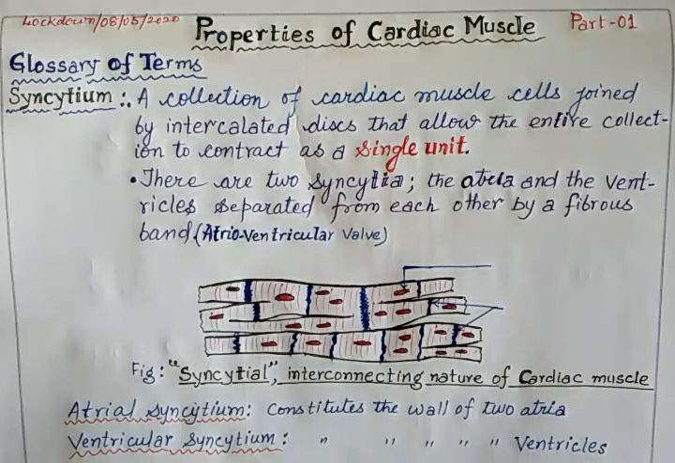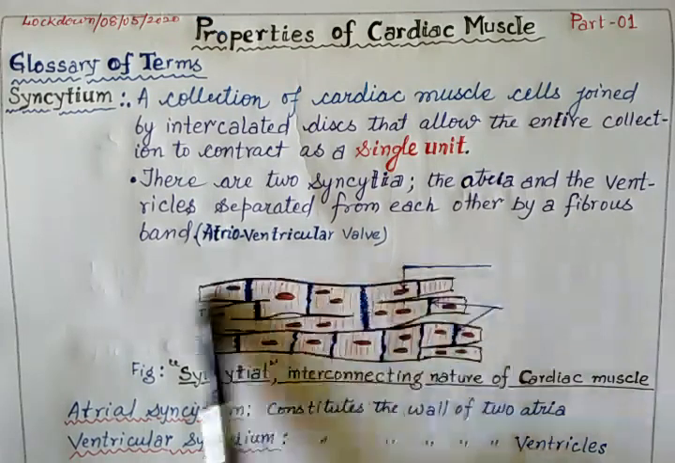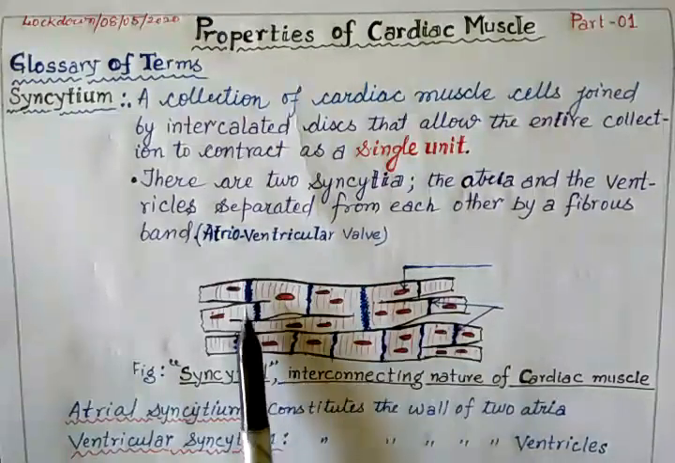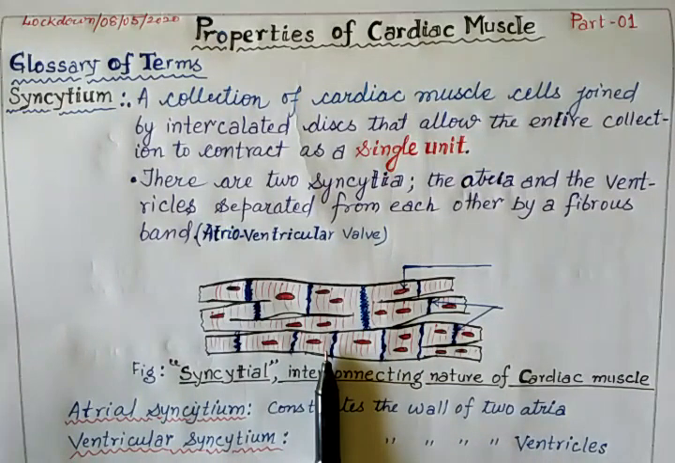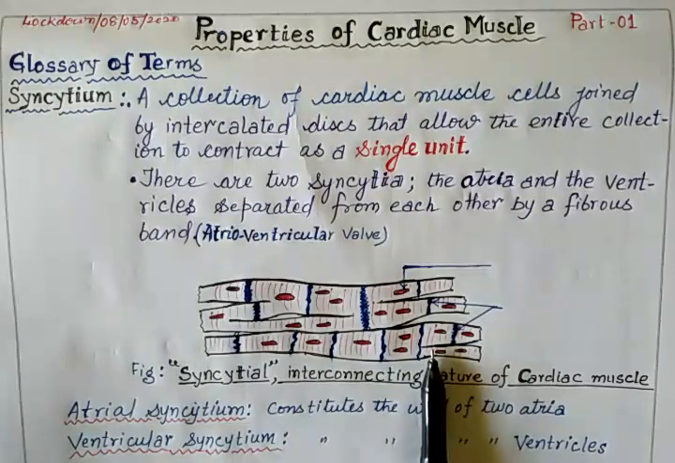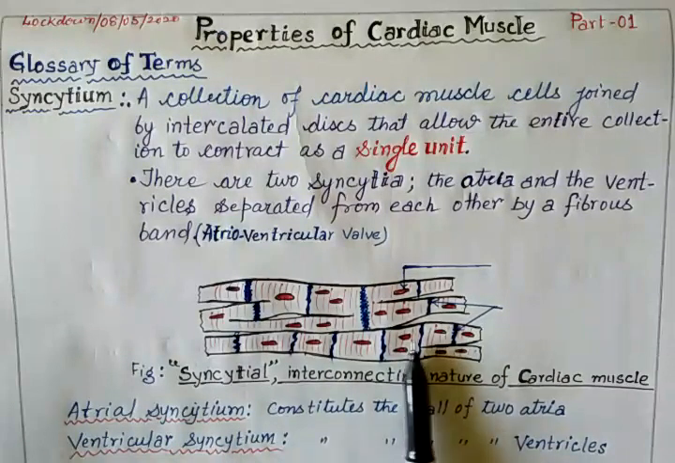So today we will start the properties of cardiac muscle. That is the first part of structure and function of the heart. In this part, first of all, we will try to understand this structure. Such type of structure we have learned in class 9th under chapter tissue. So this is a cardiac tissue we know.